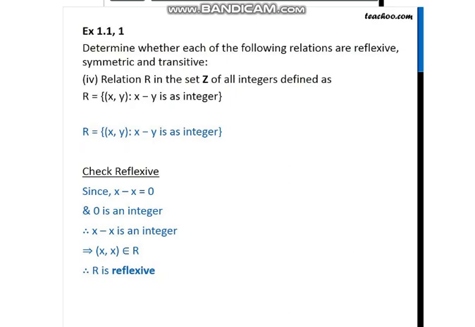So we can say that this relation is reflexive. Why is it reflexive? Because if you take (1, 1), then 1 minus 1 is 0. If you consider minus 3 and minus 3, then again minus 3 minus minus 3 will be 0. So for all the integers, we know that x minus x is always 0 and 0 is also an integer. So we can say that for every x belonging to Z, (x, x) belongs to R, hence R is reflexive.